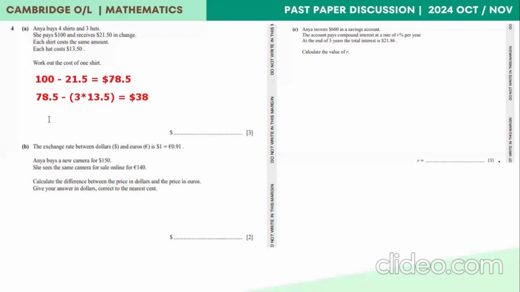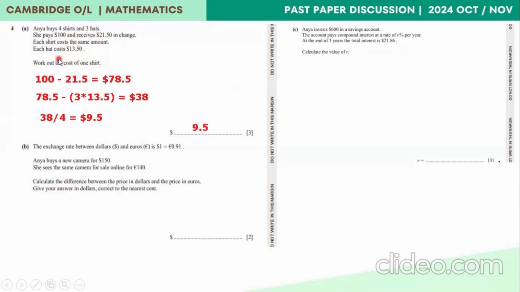So now this $38 is the cost of 4 shirts. If we want to find the cost of 1 shirt, they told us each shirt costs the same amount. So we can just do 38 divided by 4. That's going to be equal to $9.5. So that is the cost of 1 shirt. Again, if I recap, she pays $100 and receives change 21.5. Using that, we can find the cost of the clothes, that is 100 minus 21.5, which gave us 78.5. So this 78.5 is the total amount that went for 4 shirts and 3 hats.